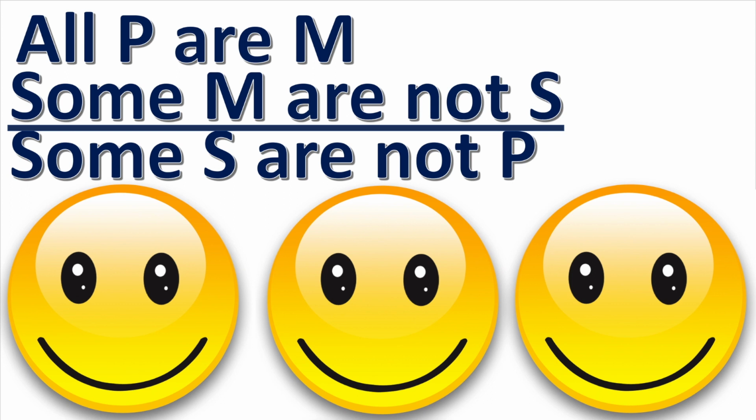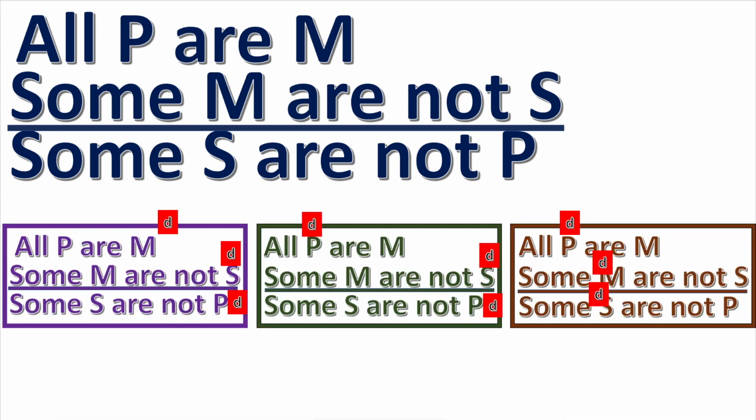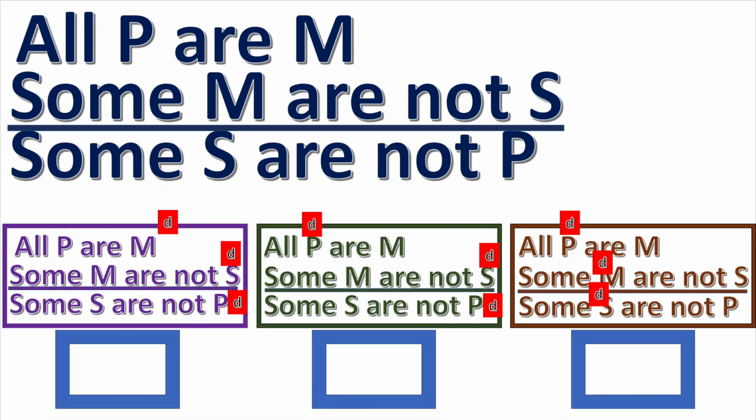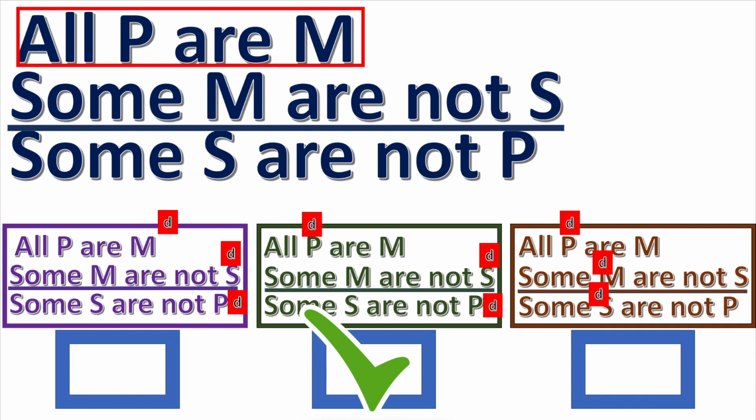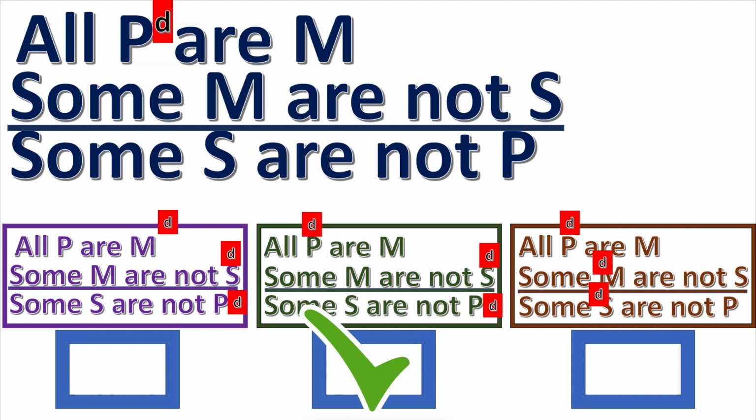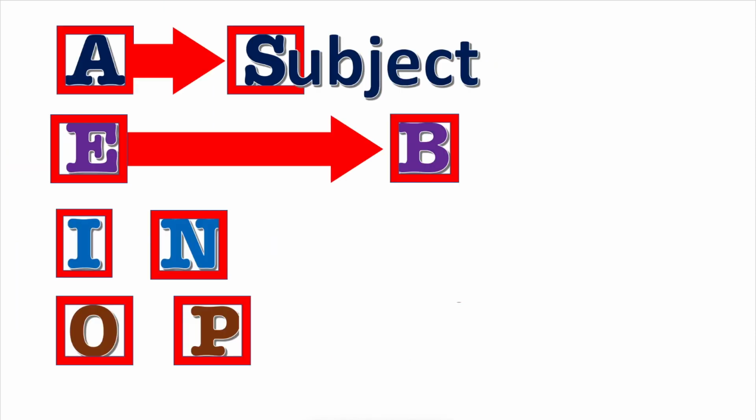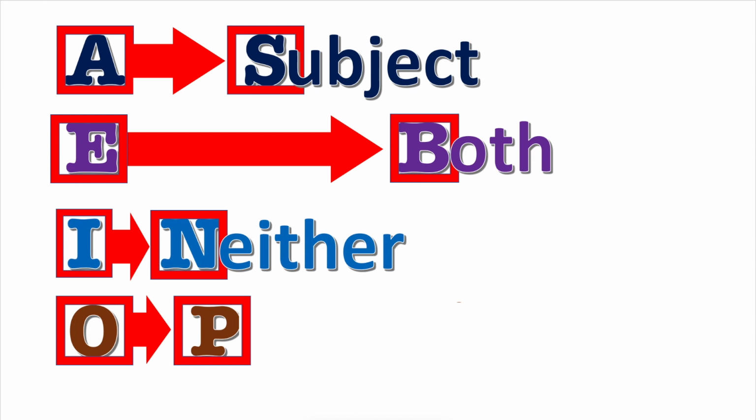Here's a quick practice problem. Choose the correctly marked terms. Press pause if you need more time. The answer will appear in 3, 2, 1. This is the correct answer. A propositions distribute the subject, and O propositions distribute the predicate. Any student earning B's is not on probation.